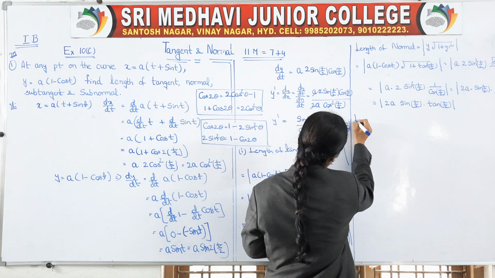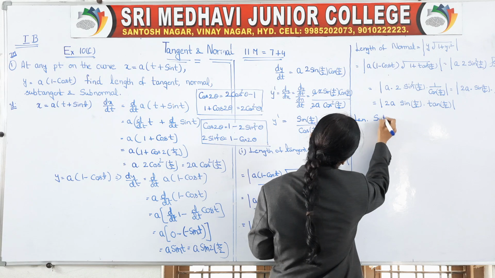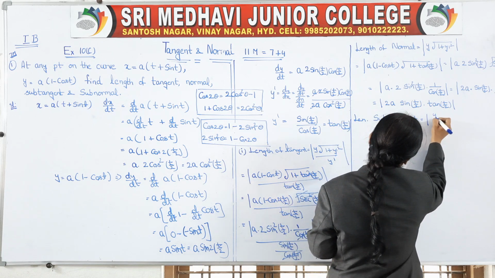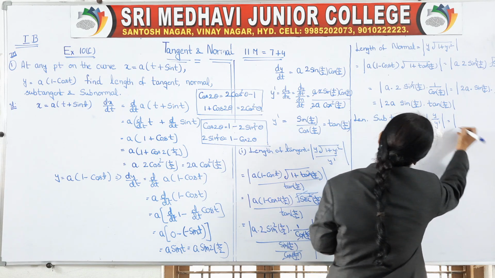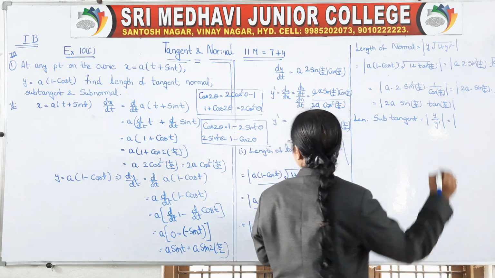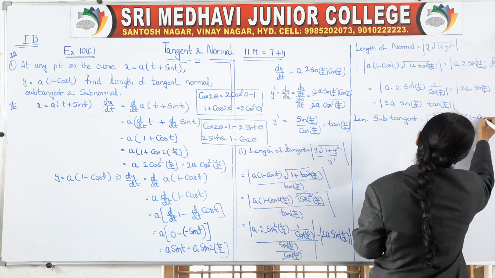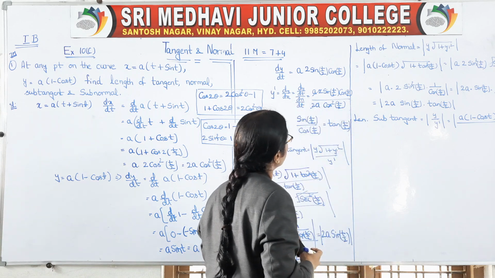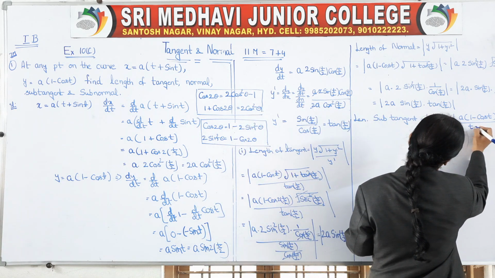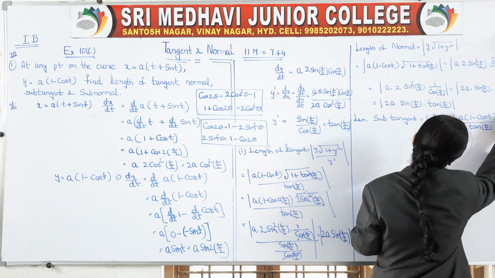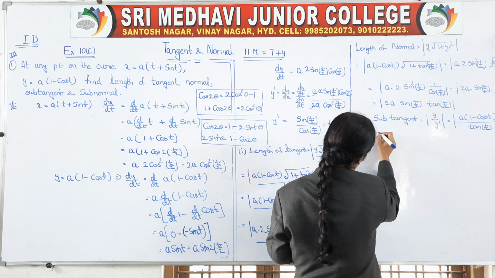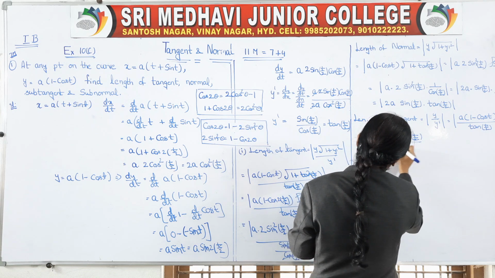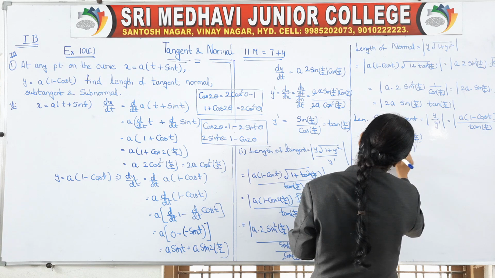Next, you take length of subtangent, right? Subtangent is equal to, what is the formula? It is modulus of y by y dash. So what is y value? It is a into 1 minus cos t is the y value, by y dash. We got y dash as tan(t/2), isn't it? So is equal to a into 2 sin square(t/2) by sin(t/2) by cos(t/2).